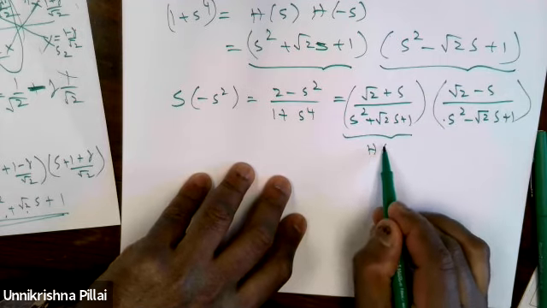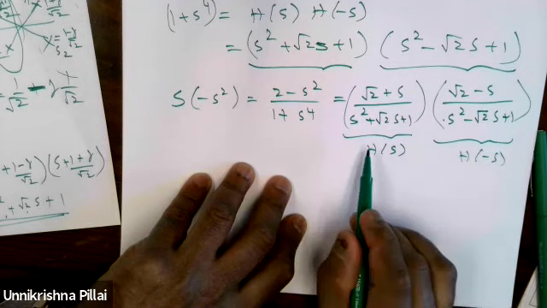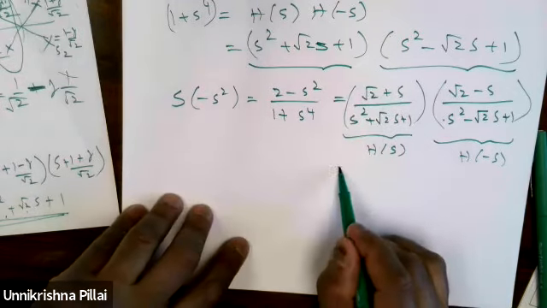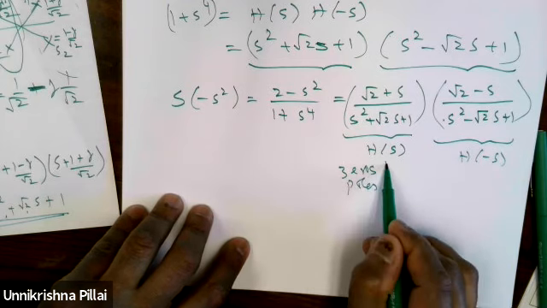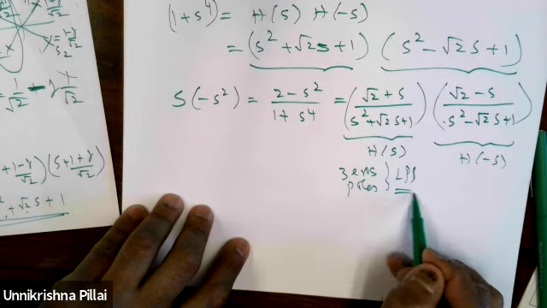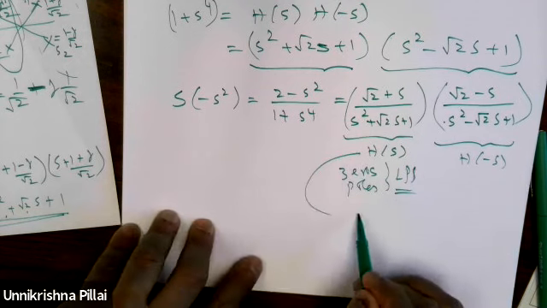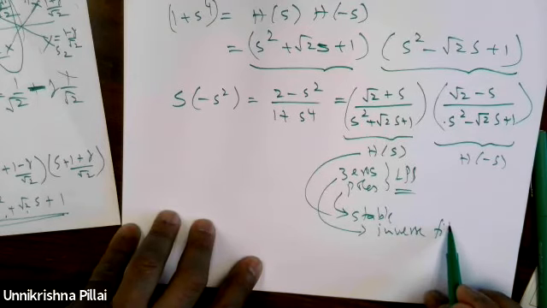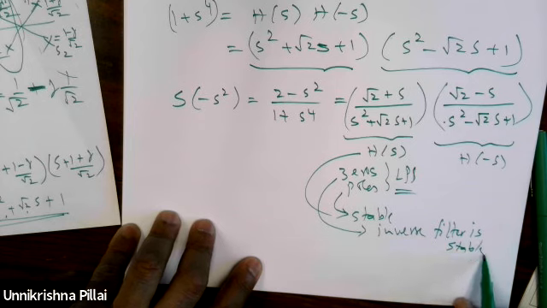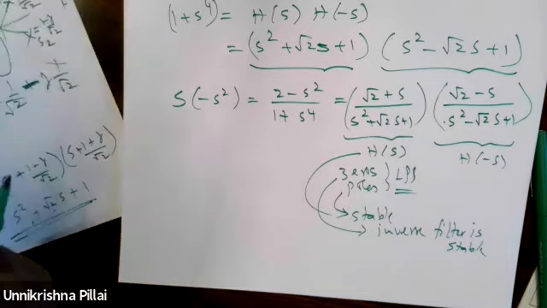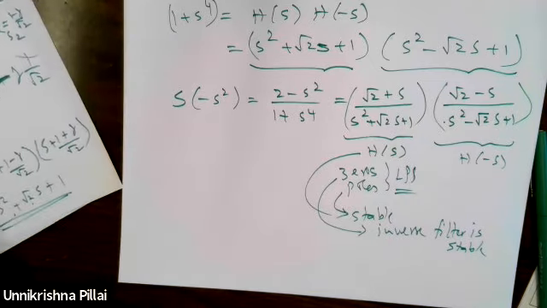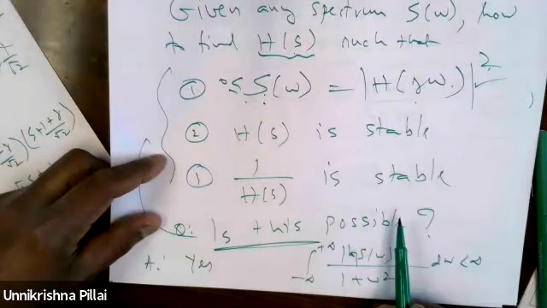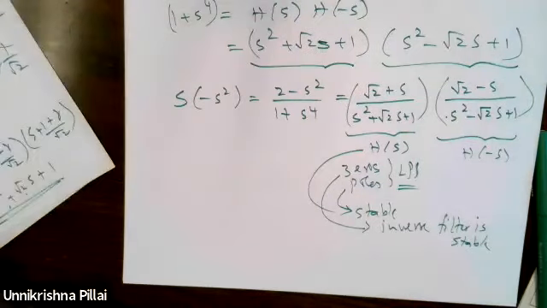So you can see if this is H of S, this is clearly H of minus S. Why is that? Because look at it, I replace S by minus S, so I did it well. Look at where the zeros and poles are. Zeros and poles are in the left half plane. So since the poles are on the left half side, you know this filter is stable. Since the zeros are in the left half plane, you know that the inverse filter also is stable. So I made sure that all these three conditions are satisfied. I got a factor, I made the filter stable, I made the inverse stable.